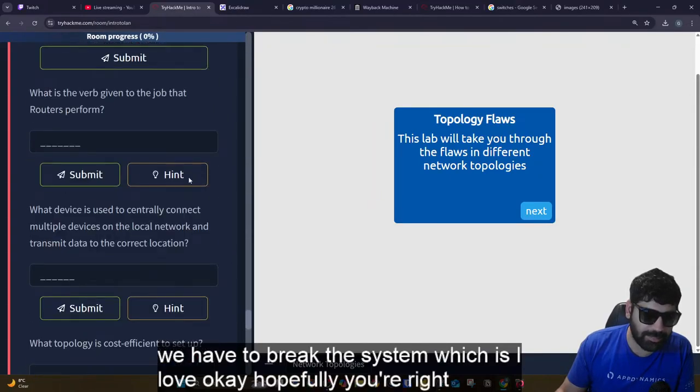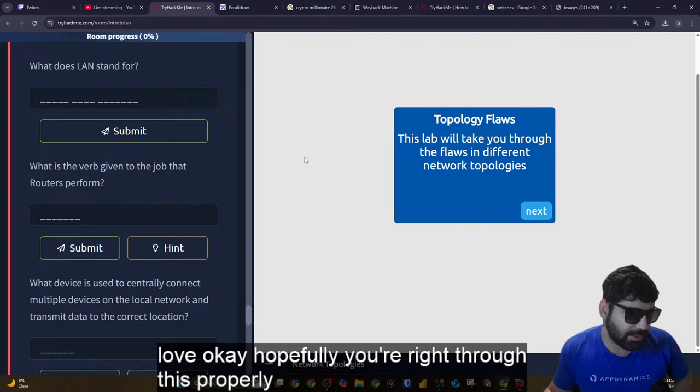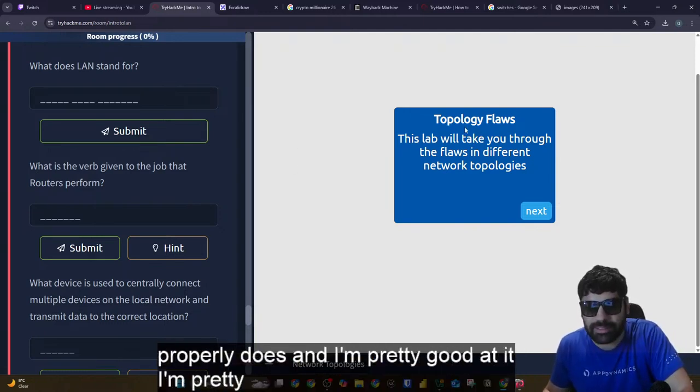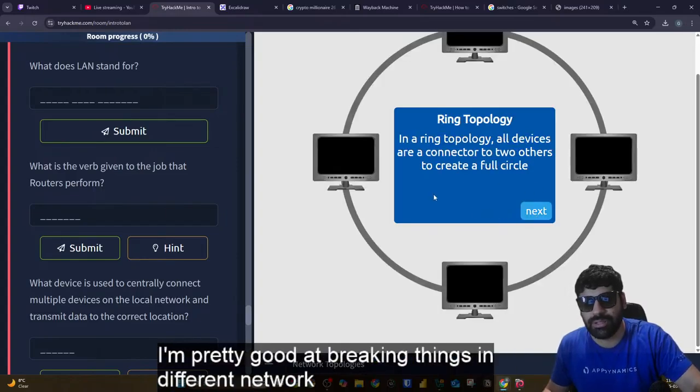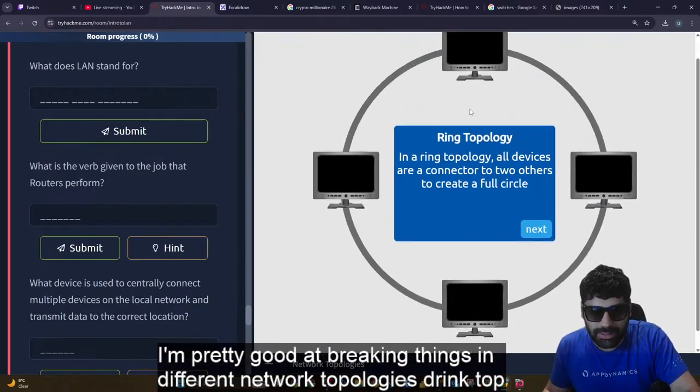Hopefully you read through this properly, lads. I'm pretty good at it. I'm pretty good at breaking things. Topology flaws. This lab will take you through the flaws in different network topologies. Ring topology, right, we have here.